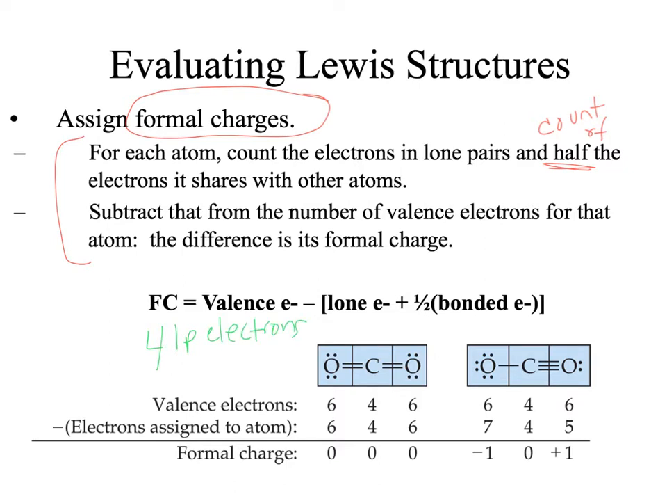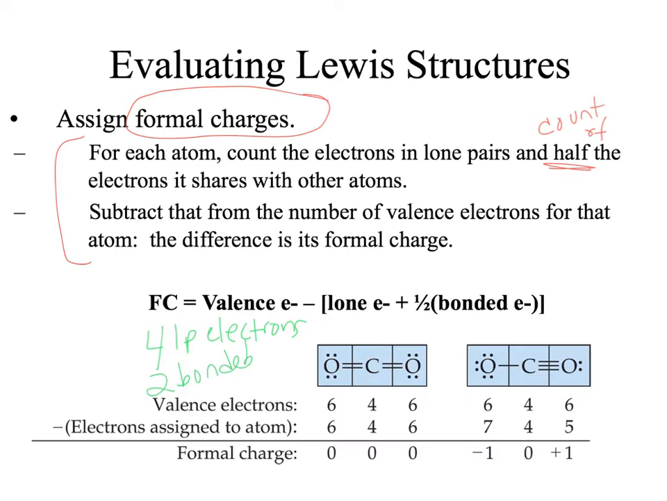And this other thing we're going to do up here, we're going to count half of the electrons it shares with other atoms. Oxygen is sharing. These are 2 bonds between oxygen and carbon. 2 bonds would be 4 electrons. Oxygen shares that, so we're going to count half of those electrons. So if these 2 bonds have 4 electrons, half of 4 is 2. So we have 2 bonded electrons that we're going to assign to oxygen.